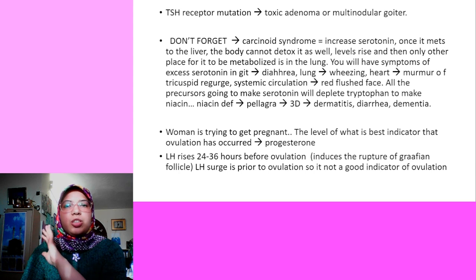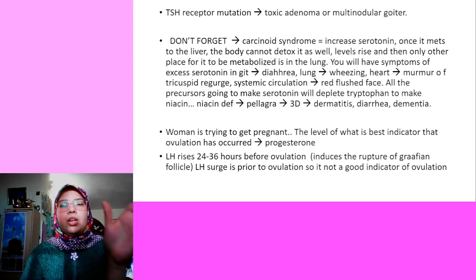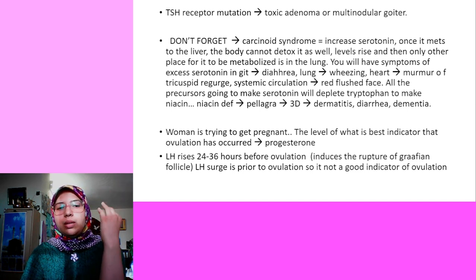All the precursors are shunted to make serotonin. You're going to deplete tryptophan, which is needed to make niacin. Niacin deficiency is called pellagra. You have the 3 Ds, which are dermatitis, diarrhea, and dementia.